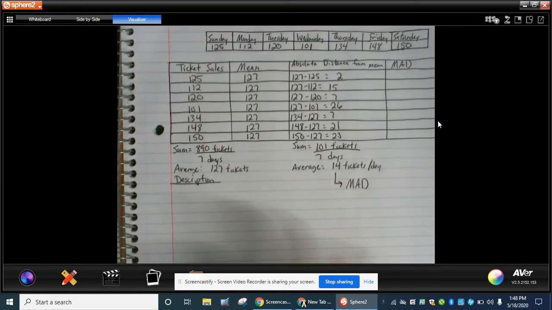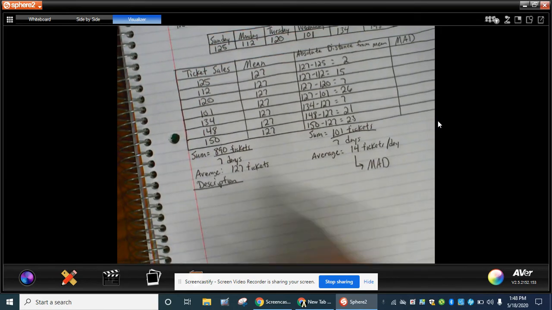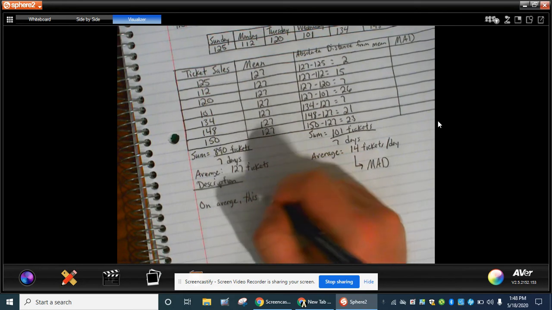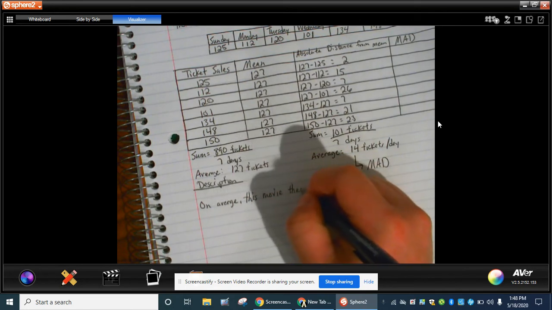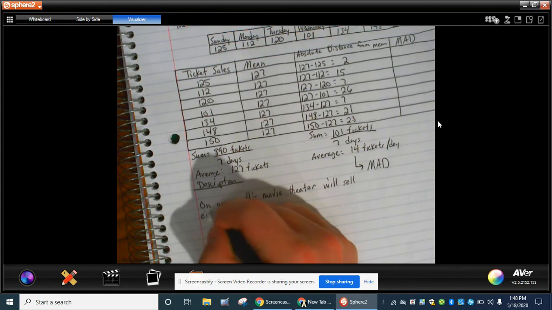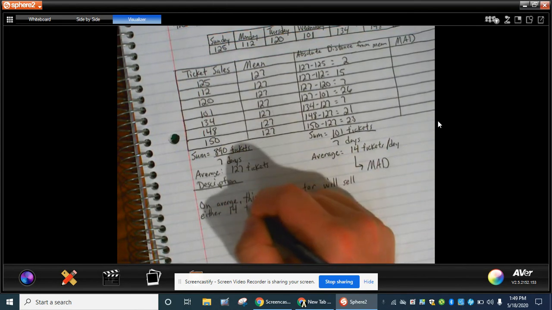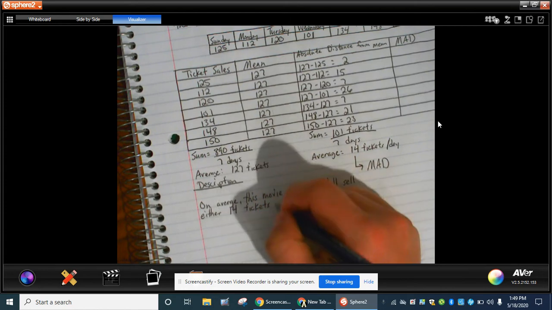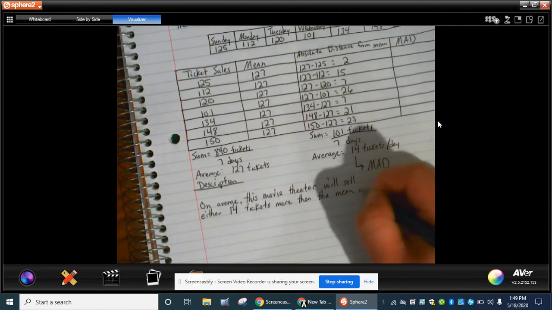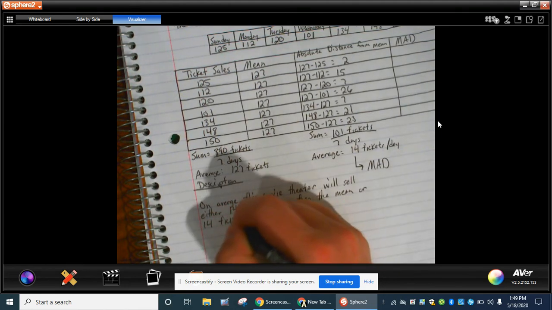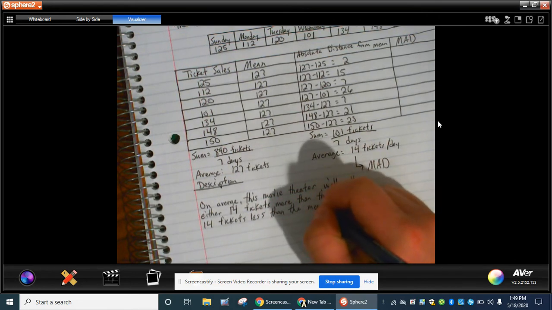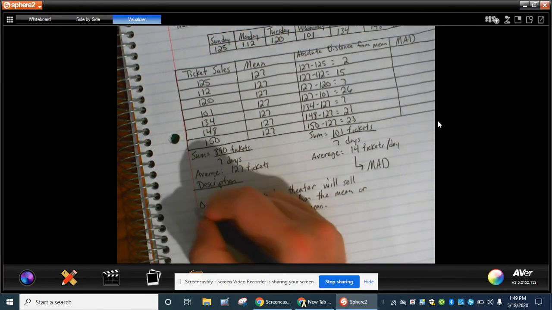Okay, so let's describe what this is. And I'm going to bring this down just a little bit. So what this means is, on average, this movie theater will sell either 14 tickets more than the mean, or 14 tickets less than the mean. That is one description. That's one way you can describe it.